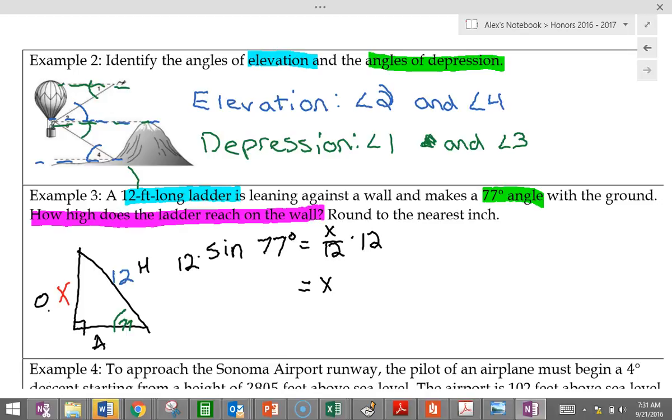So then x equals 11.6924, or really 11.7, right? Just typing that into my calculator. So we get x equals 11.7.